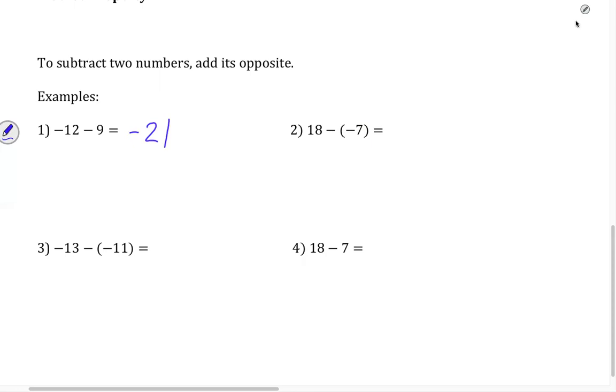Let's skip number 2 for now and number 3, and let's go to number 4 because that one's easy. So let's ask Maya, what's 18 minus 7? If you have $18 and you spend 7, how much do you have left? 11. Perfect. Now, the reason I chose to skip 2 and 3 is because of those 2 negatives in the middle. What did 2 negatives make? Positive.